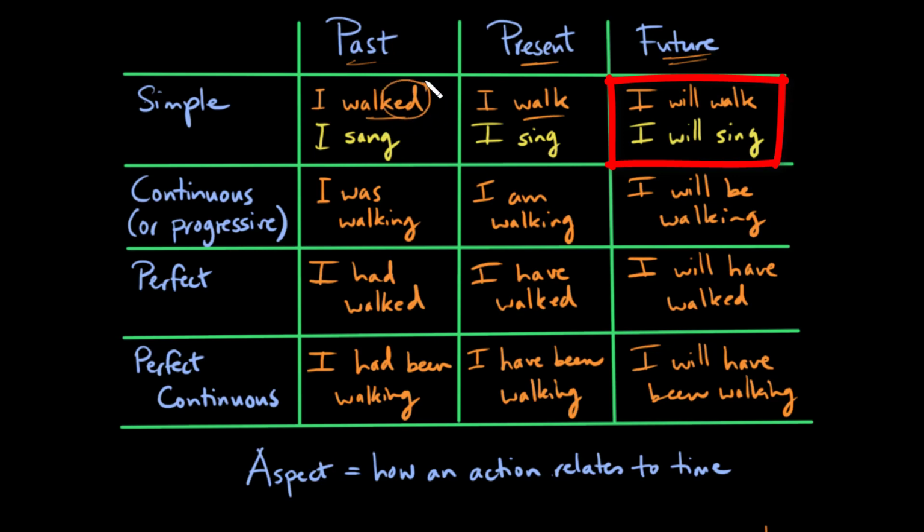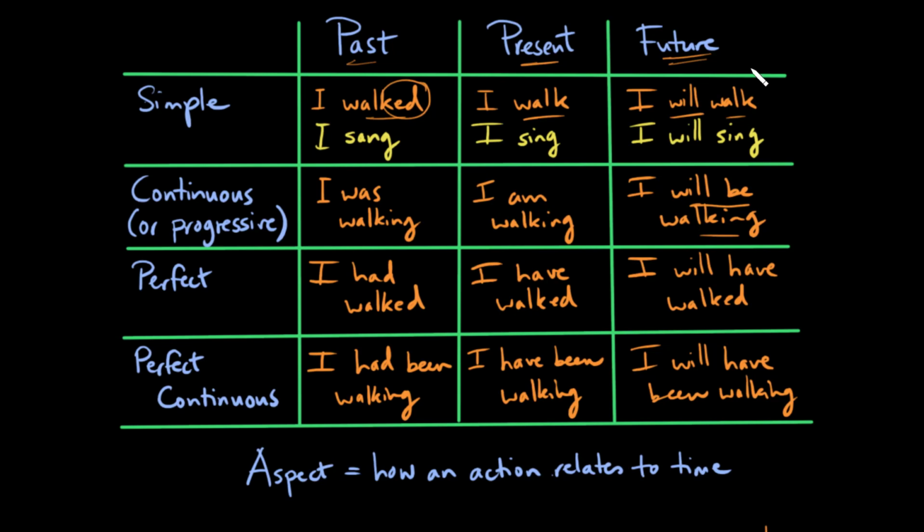So we have walked, for instance, with the ed ending. When we look at the future, we tend to rely on helping verbs such as will or will be, and even the ending itself, walk or walking. These are the basic parts of the verb. There's nothing new here. We're just using the basic parts of the verb to create new constructions. And because of that, some grammarians will say, well, English doesn't have a future tense.